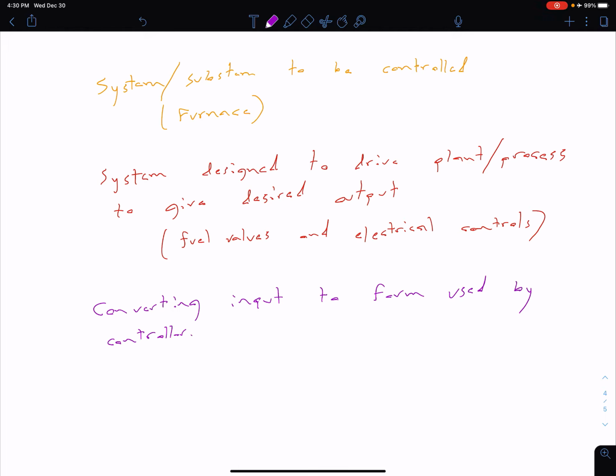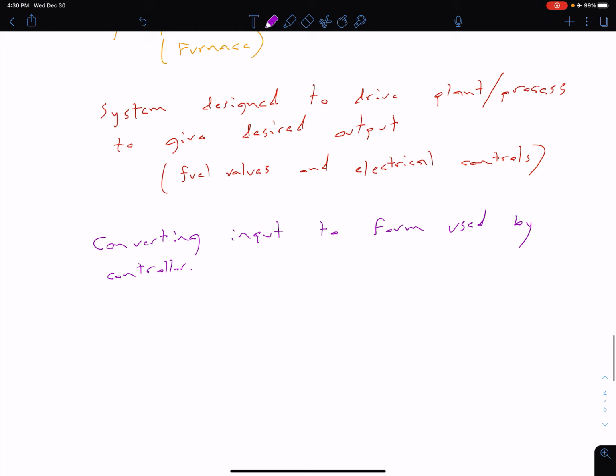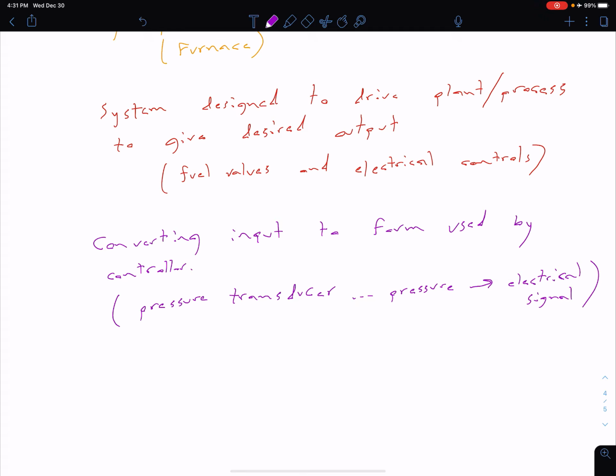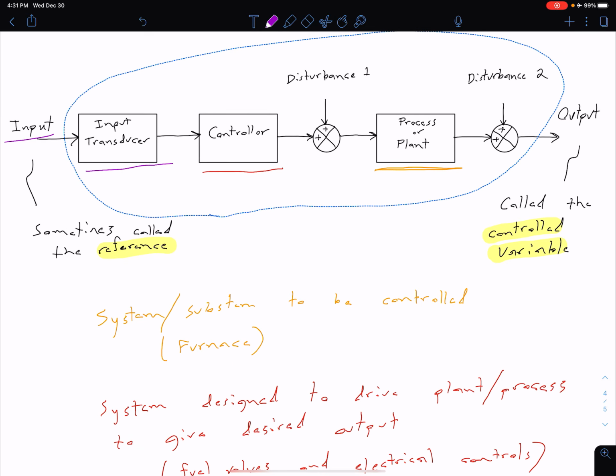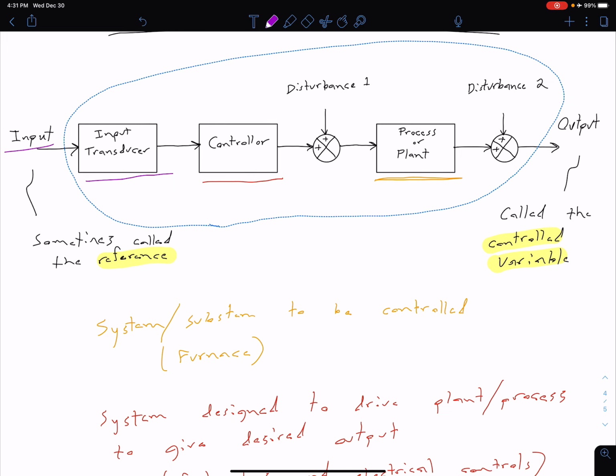Deviating from that furnace example, one of the easier ones to make this concept clearer is a pressure transducer. With a pressure transducer, we're converting a pressure to an electrical signal. Of course, there are many different types of transducers, and which one you use depends on what type of input form you want to have and what type of controller you have.